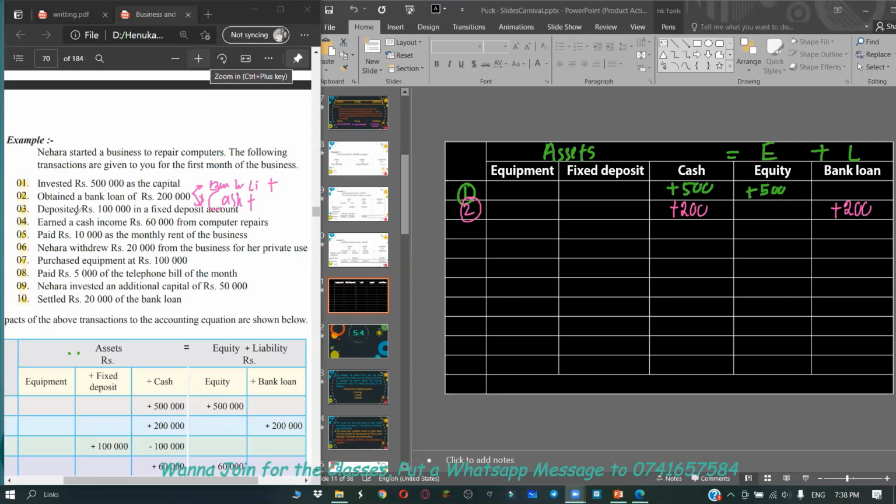Deposited 100,000 rupees in a fixed deposit account. So how can we do this one? Immediately you guys need to understand, a fixed deposit is also an example for an asset. It's a non-current asset. Generally we classify it as a non-current asset.